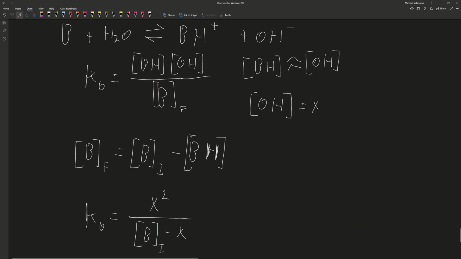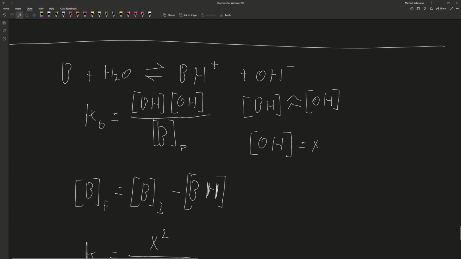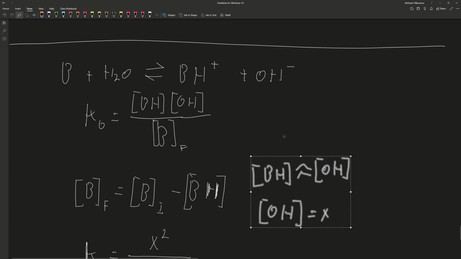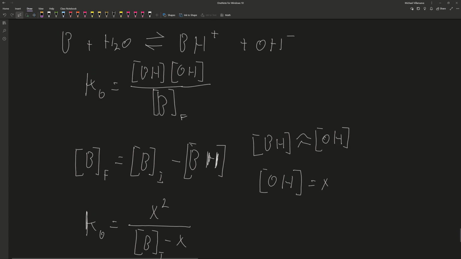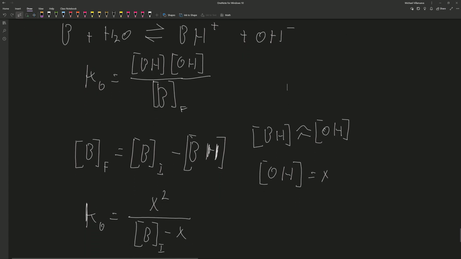So in the same way that you would be given an acid, you might be given a base, you might be given a concentration of the base, and you might be given a Kb value. You could use that to find the value of X, which would be the concentration of OH, which you could then use to find the concentration of H, which would then give you the pH. So you would do that in the exact same way you would do the last problem, but this is the general formula for solving for bases.